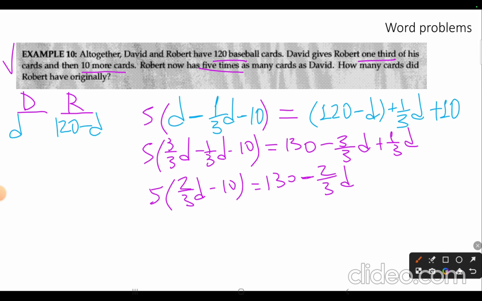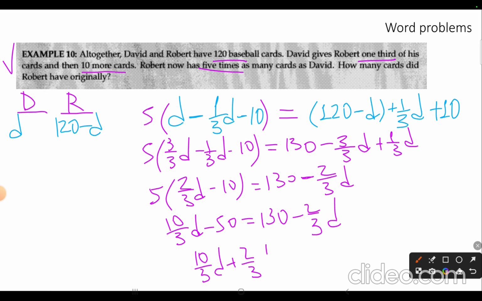Let's open the brackets. 5 times 2 over 3D will be 10 over 3D minus 50 equals 130 minus 2 over 3D. Let's move it to the left: 10 over 3D plus 2 over 3D. And let's move 50 to the right. It will be positive, and also we have 130. So we have 12 over 3D equals 180.